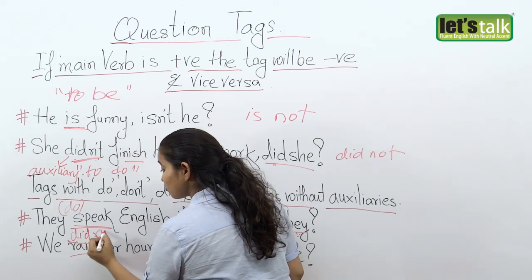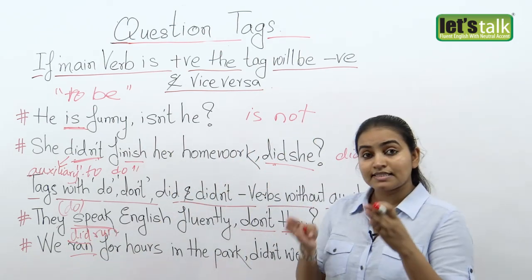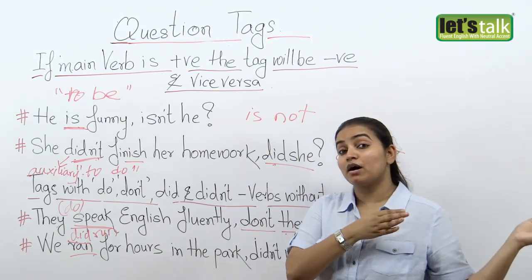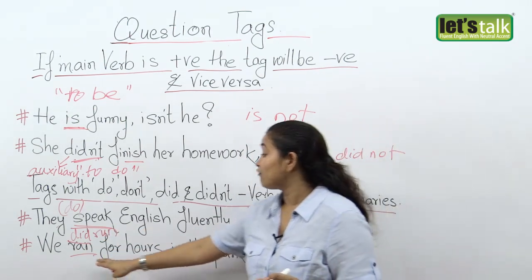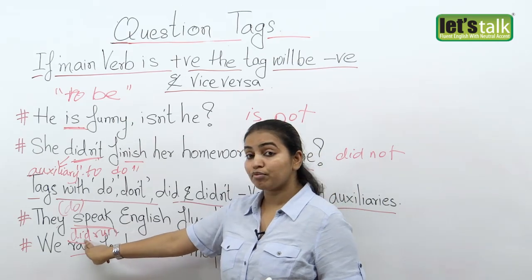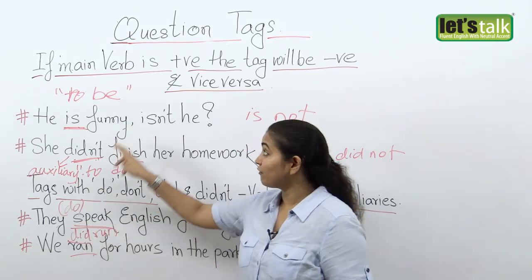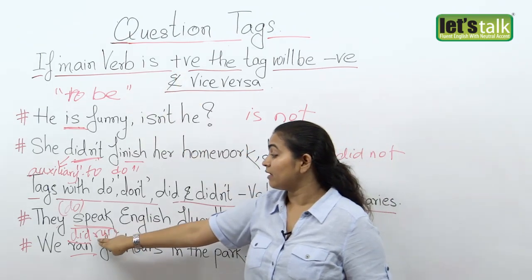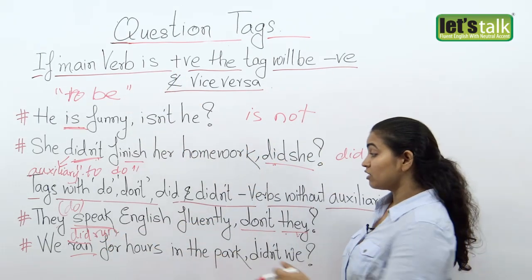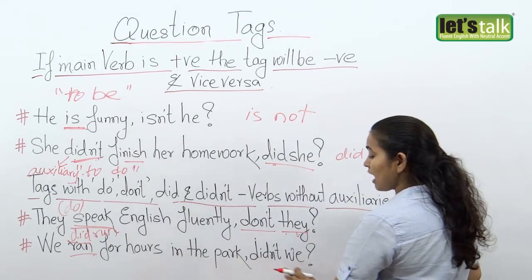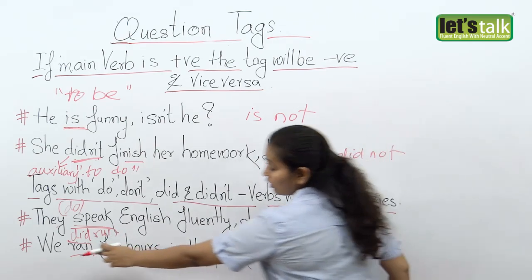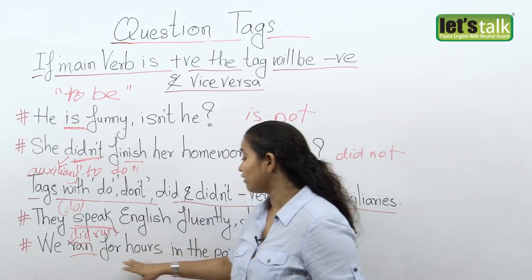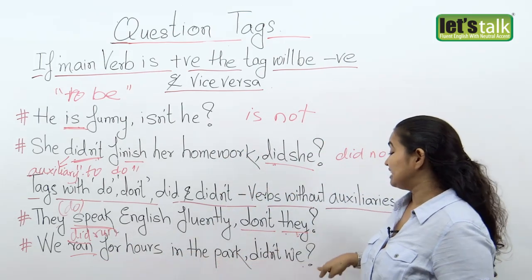So can I say "we did run"? It's something we did in the past. So therefore, "did" is something we did in the past. We did run, okay, for hours. And since "did" is a positive verb, my first rule says that if my main verb is positive, then the question tag will be negative. So then I use "didn't," and then I follow that with the pronoun, which is "we." So therefore I say, "we ran for hours in the park, didn't we?"